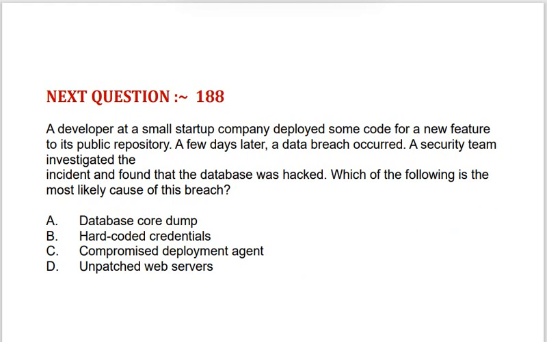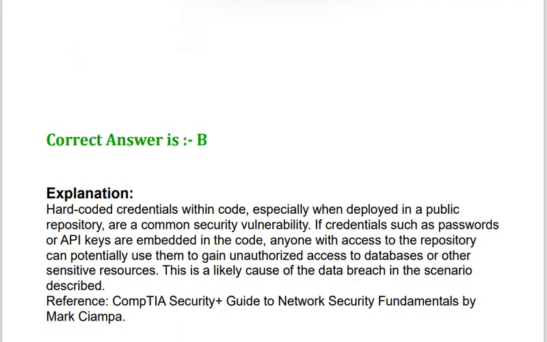Question is, a developer at a small startup company deployed some code for a new feature to its public repository. A few days later, a data breach occurred. A security team investigated the incident and found that the database was hacked. Which of the following is the most likely cause of this breach? Option A, database core dump. Option B, hard-coded credentials. Option C, compromised deployment agent. Option D, unpatched web servers. Correct answer is option B.